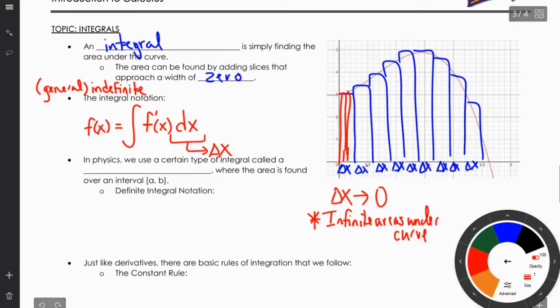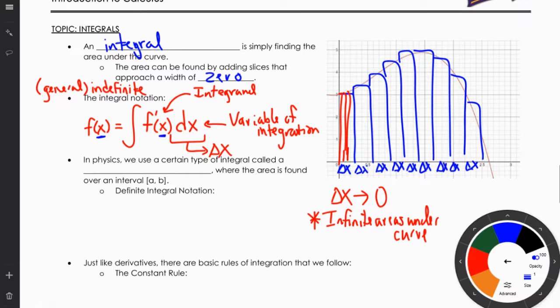And so what this does, it sums all those little areas, okay, to a point where now it's an infinite amount. Okay, so this is what we call the integrand, right? And then x is the variable of integration. All right. So that's what we're integrating with respect to. So all of our function has to be in terms of x. If there's anything other than x, we treat that as a constant.